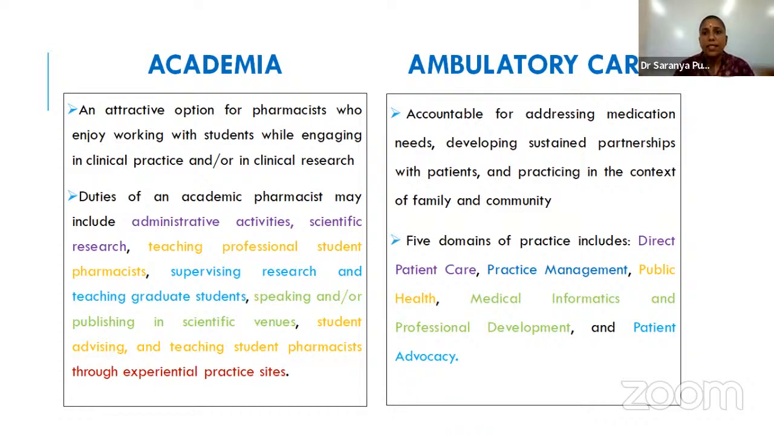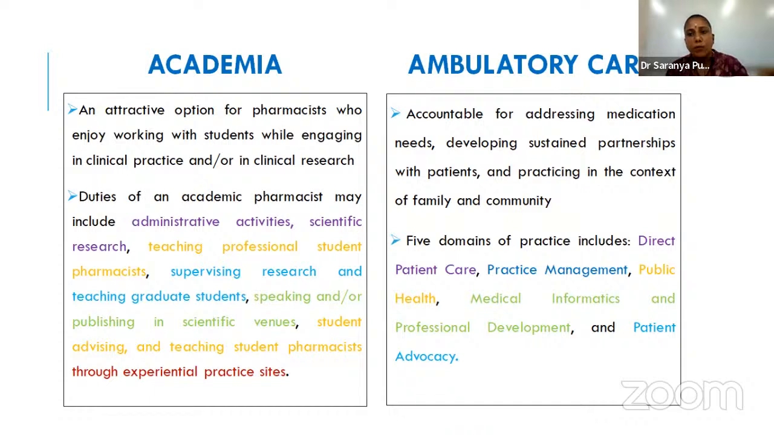And the next option is ambulatory care. So you help the outpatients. This pharmacist role is accountable for addressing medication needs, developing sustained partnerships with patients, and practicing in the context of family and community. So if you see, a community pharmacist will be the first person to be approached by a patient from the public. Say for example, the patient has developed a headache. Even you or I will approach the pharmacist to ask for a medication, right? So the first point of contact will be the community pharmacist.